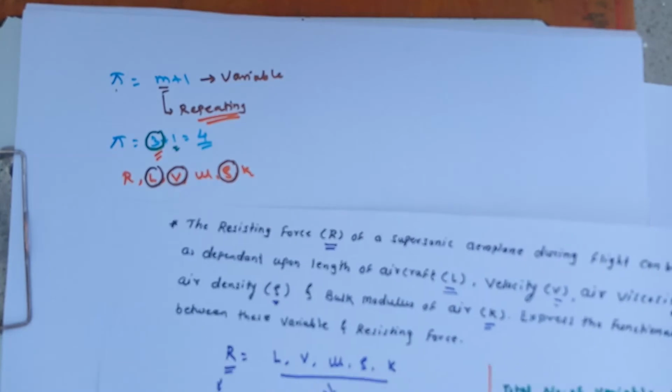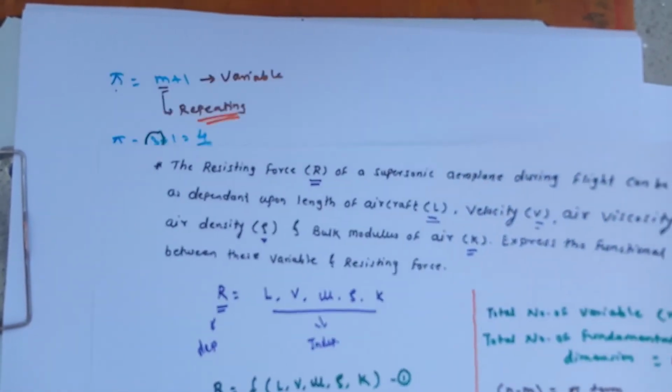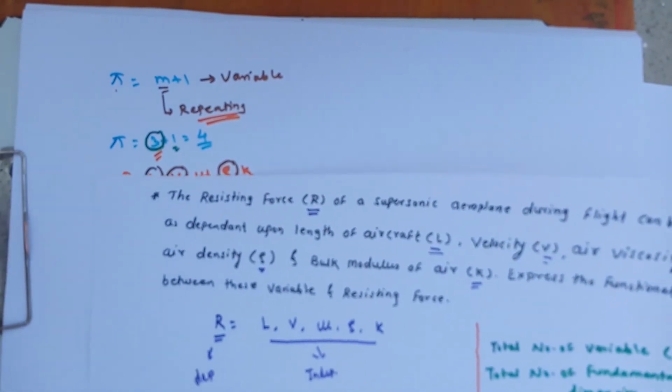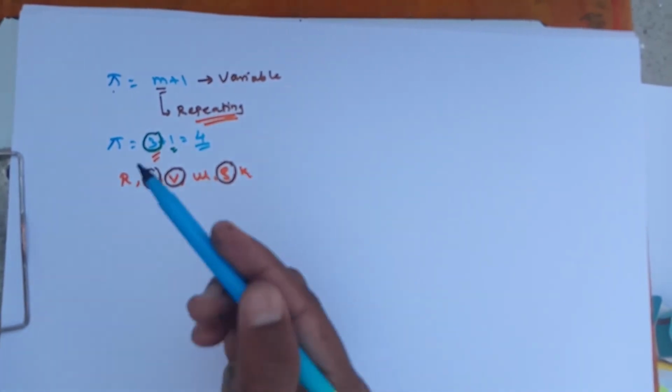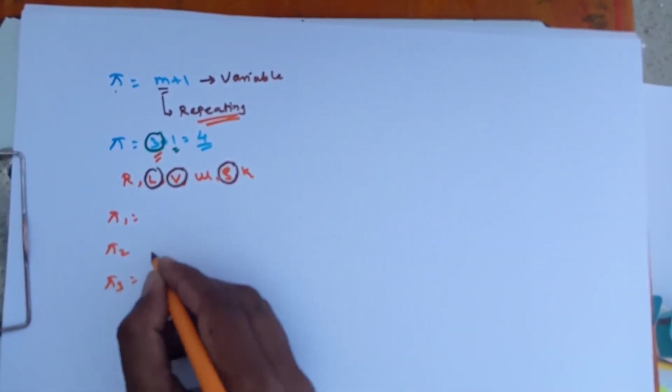So now I have to find out the terms of pi 1, pi 2, pi 3. So pi 1, pi 2, pi 3 are nothing but the dimensionless terms, and those can be formed. That means values of pi 1, pi 2, pi 3 can be calculated.